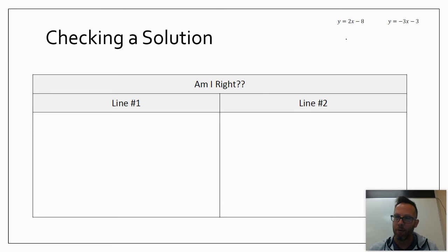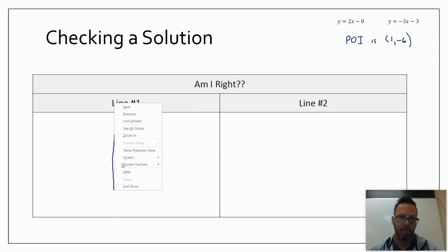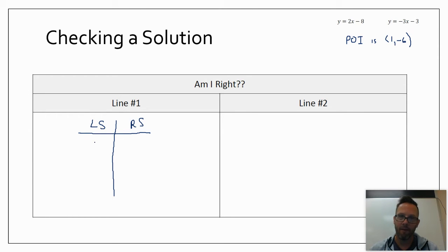So we think our solution, we graphed it, we're pretty sure. We think our solution is 1, negative 6. So are we right? Well, if we want to see if we're right, we can do a little left side, right side check in each line. So I'm just going to set up a little t-chart. Left side, right side. And the left side of my first equation is y, and my right side is 2x minus 8. And we think the solution is x is 1 and y is negative 6.